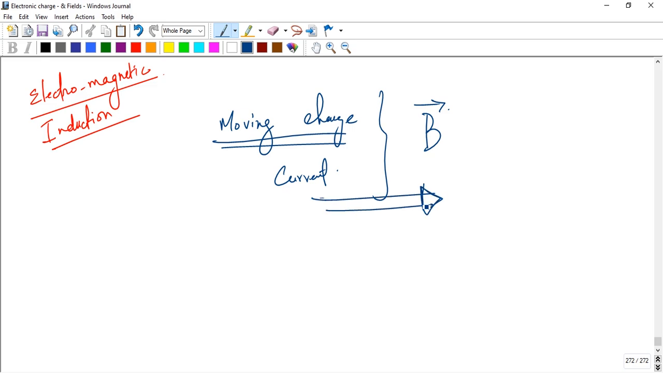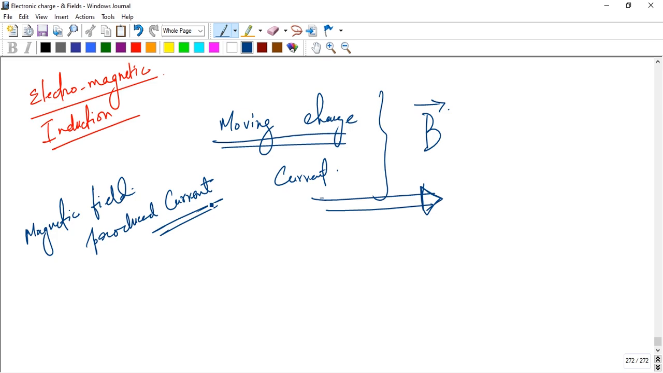Now one question arises: is the converse effect possible? Can a magnetic field produce current? The answer is yes. Magnetic field can produce current. That's possible.